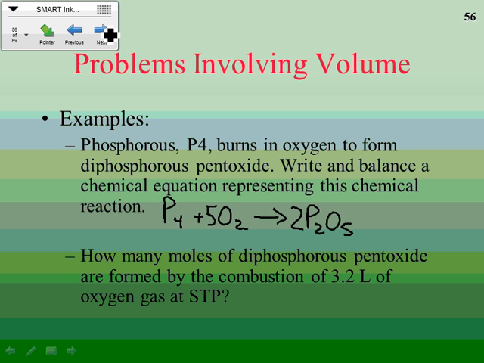How many moles of diphosphorus pentoxide are formed by the combustion of 3.2 liters of oxygen gas at STP? All right, we're at STP. Now we can use that 22.4 number. So what are we starting with here? 3.2 liters of oxygen gas, so that's O2.